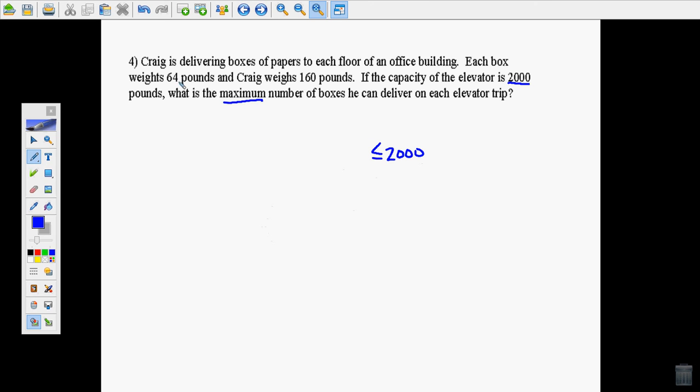Okay, each box weighs 64 pounds. Craig weighs 160. We're trying to find the number of boxes, so it would be 160 plus 64 times b. Okay, go ahead and solve that inequality. Alright, so you should subtract 160 from both sides. 64b is less than or equal to 1,840. Divide both sides by 64, and we get that b is less than or equal to 28.75. So what's the maximum number of boxes he can carry up on the elevator with him?